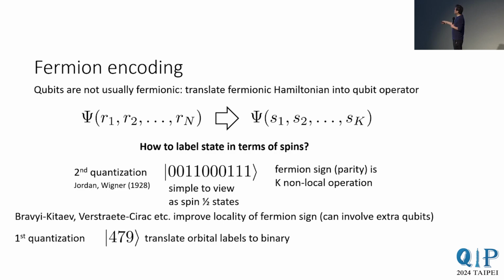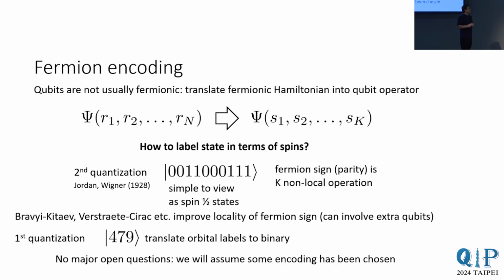So in this case, it would be like 1, 2, 3, and 4 are occupied, and 5, 6, 7, 8, 9, and 10 are occupied. So you can just store the labels. And this would be what you might call a first quantized representation of the state. You translate these labels back into binary, and then you can store them. You can choose a qubit representation, but it doesn't really matter how you do it for what I'm going to say. So I don't think there are really major open questions in this encoding, but you have to choose some encoding to start the problem off.